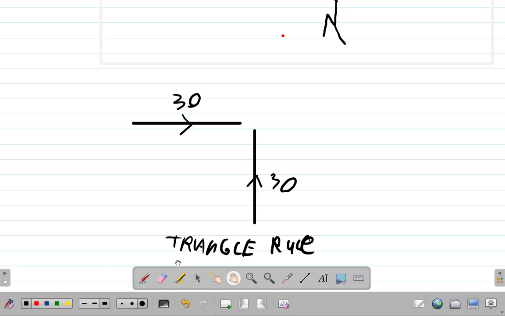Now, I will give this 30 a different color. So this vector is acting this way. Let us call this vector AB. This is vector AB. And this one is vector CD.